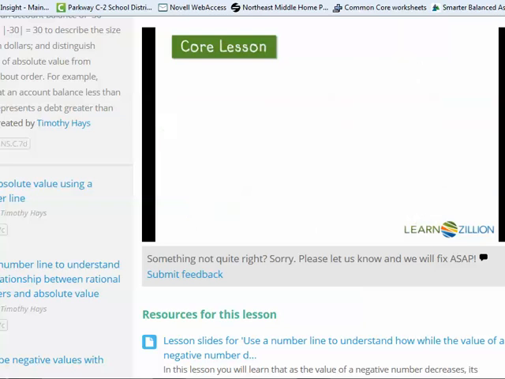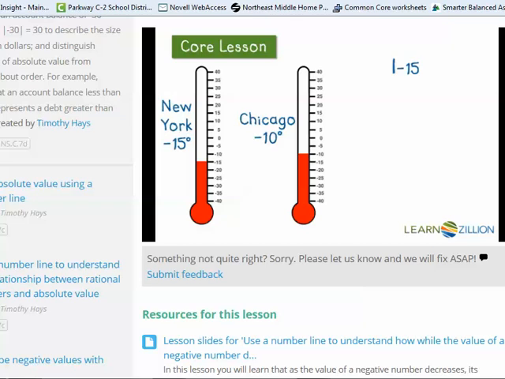Now, we know the absolute value or distance of -15 is 15. We also know that the absolute value of -10 is 10. Well, since 15 is greater than 10, we can show that the absolute value of -15 is greater than the absolute value of -10, which means that New York is colder than Chicago.